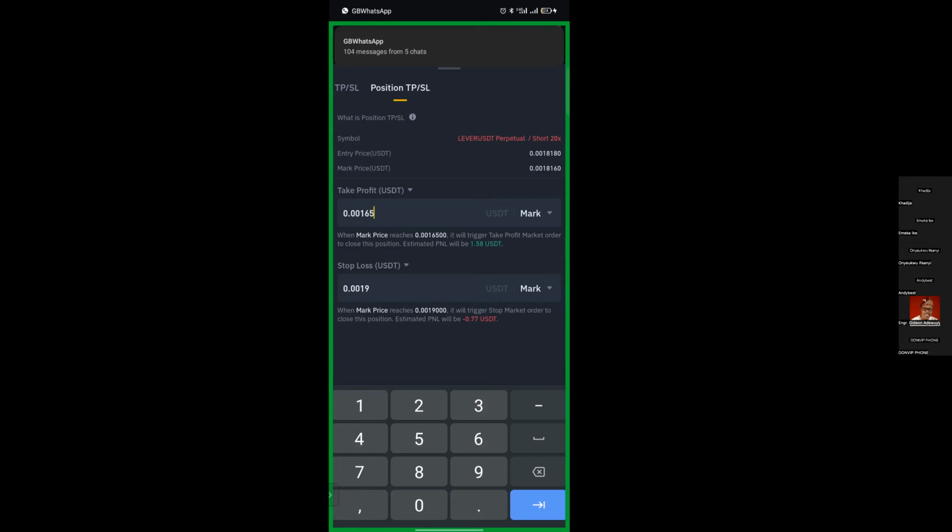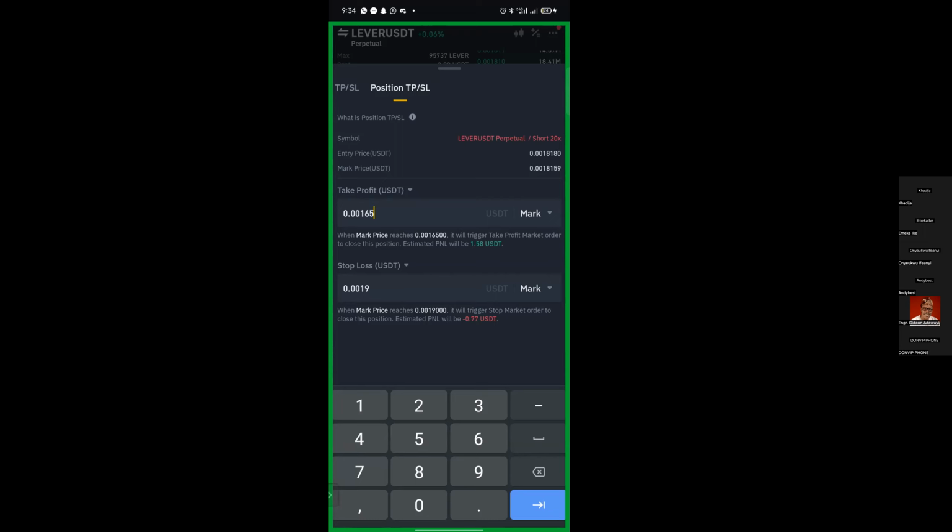But if the market hits that take profit before you adjust it, it will close the position for you and you go with whatever profit you have. That's what take profit is all about. Okay, so in a situation whereby the trade has already passed all the targets, what should you now do as you take profits?